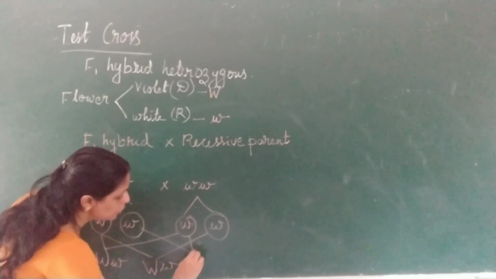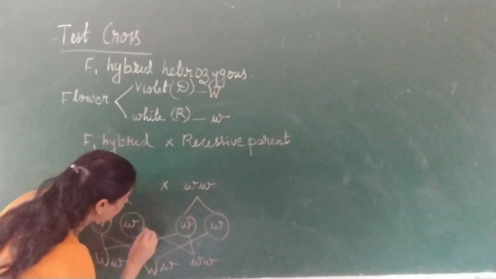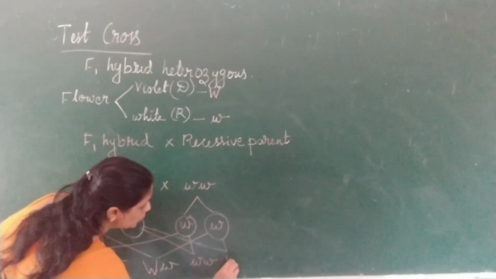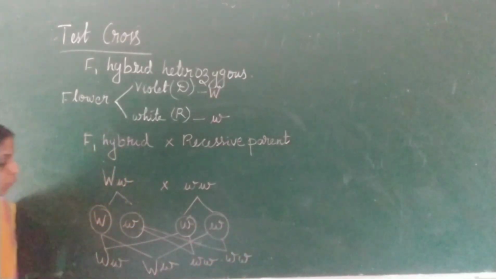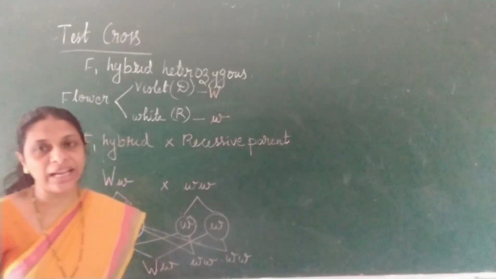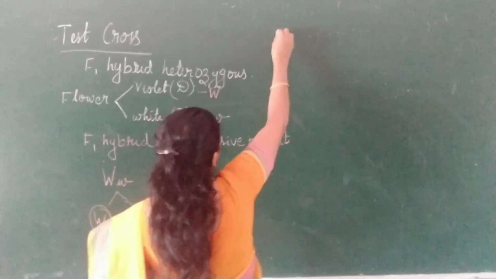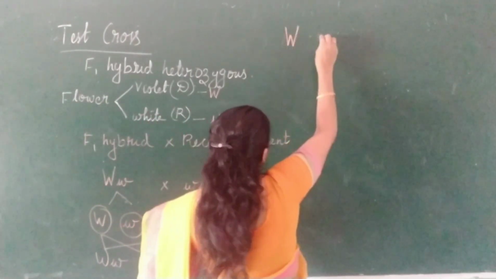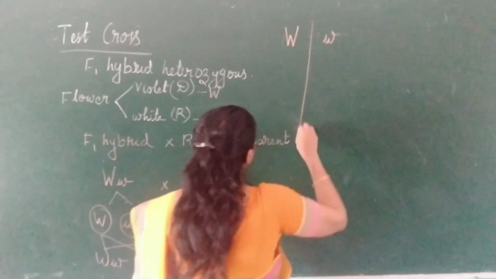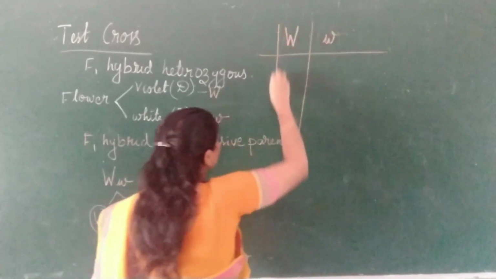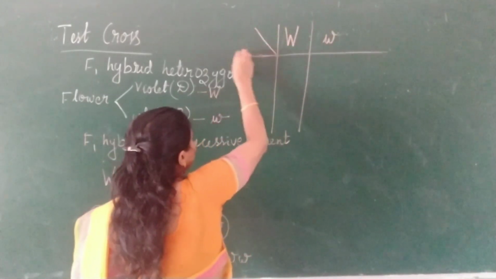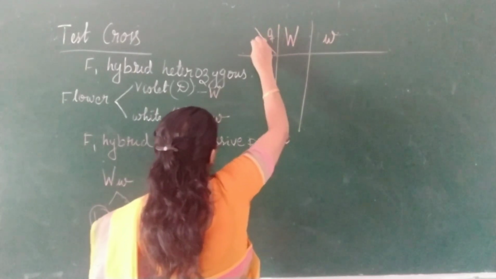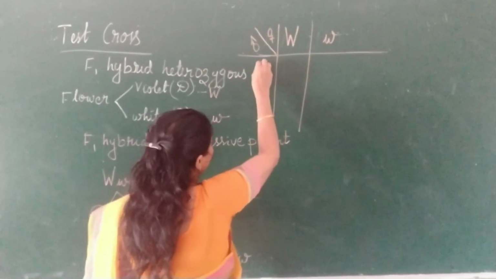This one will be small w, and this one also will be small w. So this we can write with the help of a checkerboard. Right. So I'll write here the checkerboard. Capital W, small w. As we have written in the case of monohybrid cross, same here, writing here.